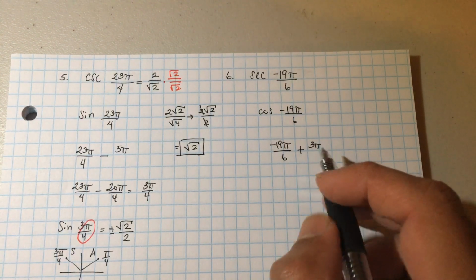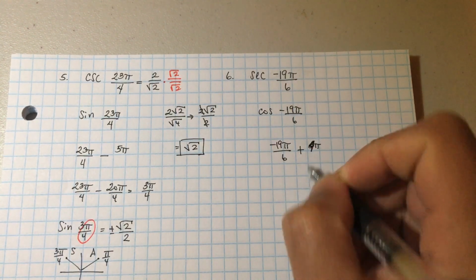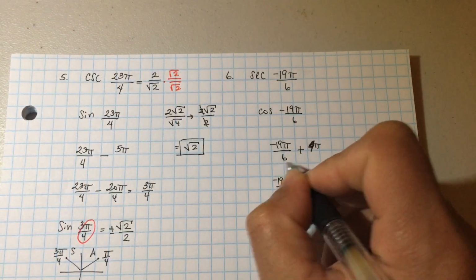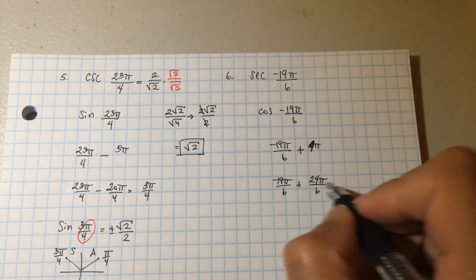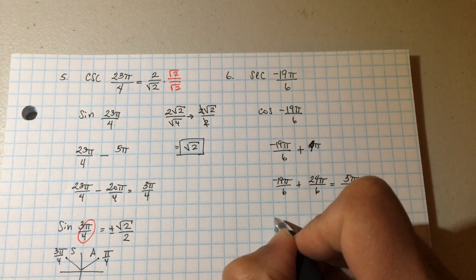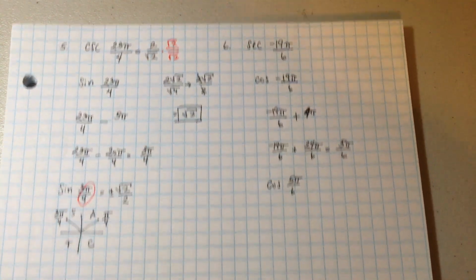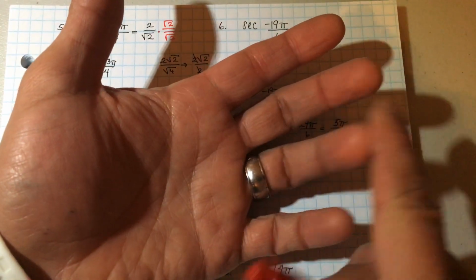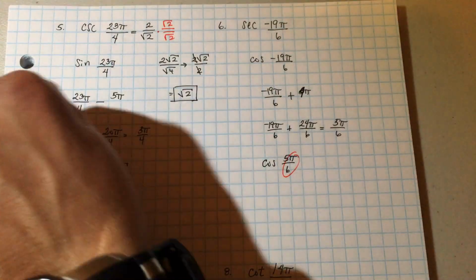I don't want to deal with negative angles, so I'm going to use one more. I'm going to use 4. So negative 19 pi over 6, and then we're going to add 6 times 4, which is 24 pi over 6. Negative 19 plus 24 is 5 pi over 6. So now we're going to find the cosine of 5 pi over 6. Same thing now. We look at our reference angle, which is pi over 6. Pi over 6 is 30 degrees, which is this finger folded. Where is cosine? Cosine is the top. 1, 2, 3. So the answer is root 3 over 2.